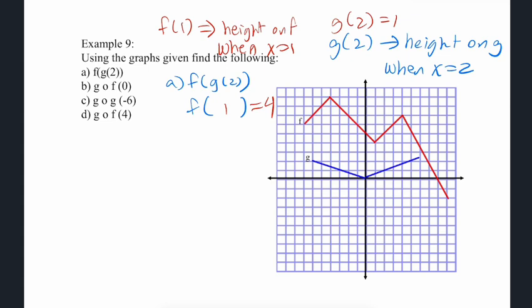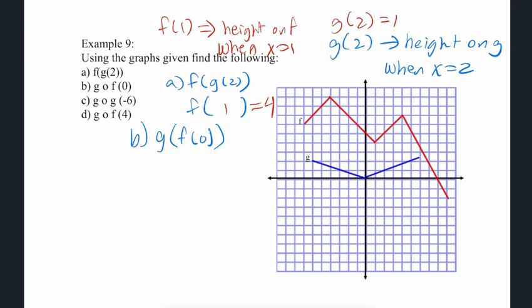Okay, let's do it again. Let's take a look at B: g of f of 0. When I'm writing out my work on paper, I don't use the composition notation. It's not super helpful. I take out the composition symbol and replace it with parentheses because it's easier to visualize what they want. You don't have to, it's just helpful.